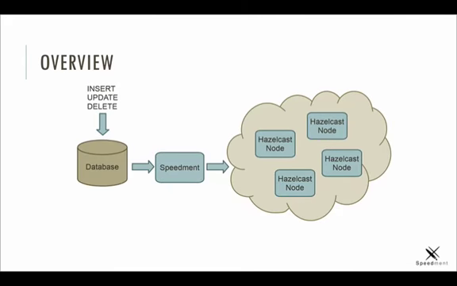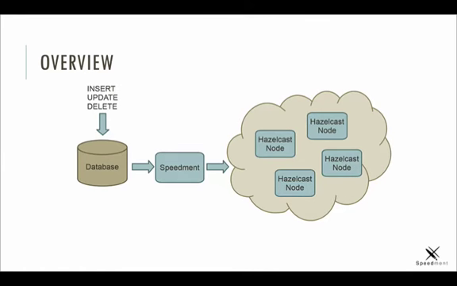So this is another picture. People will insert, update, or delete stuff in the database, and Speedment will just sit there, listen, and feed those changes into the Hazelcast maps like this. So the information flow will go from left to right all the time.